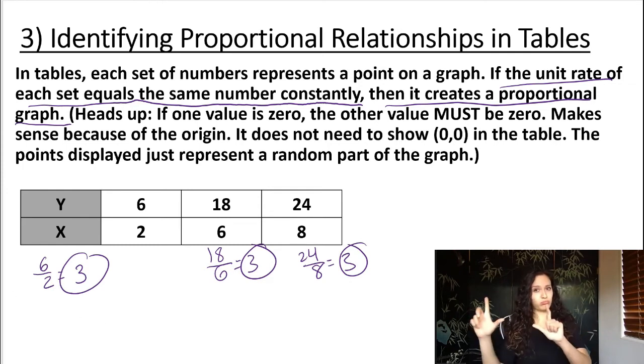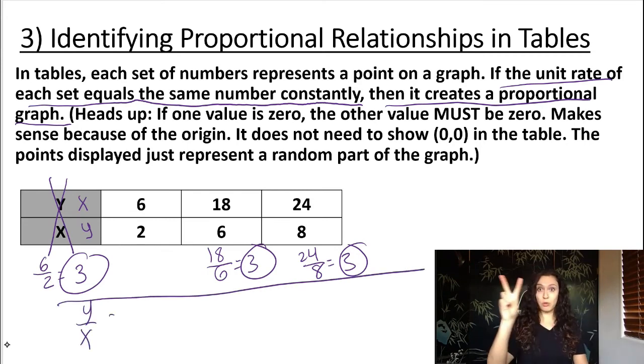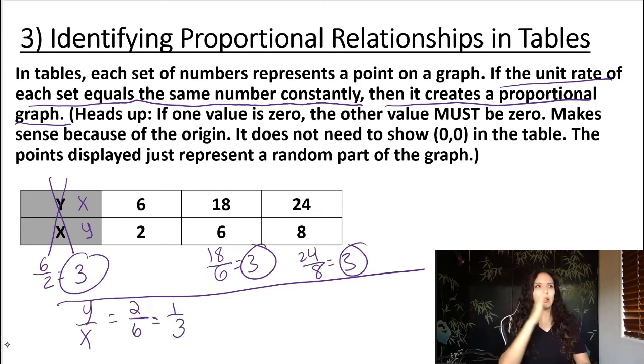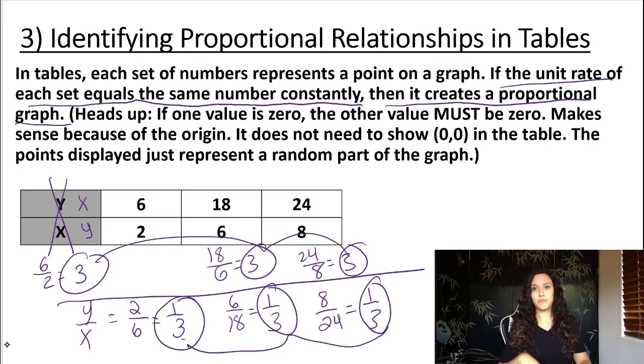Something I want to mention before we get to the next slide is, what if this were switched and this was x and this was y? Let's see what would happen then. Well, we have to do y over x. So then my y would be 2 and this would be 6. This will make 1/3 when I simplify. Let's check the other one. It would be 6 over 18. That also makes 1/3. This one would be 8 over 24. That also makes 1/3. See how these numbers are all the same? It's still proportional. Even though it's not 3 like those ones, it's 1/3 because you're flipping the numbers.